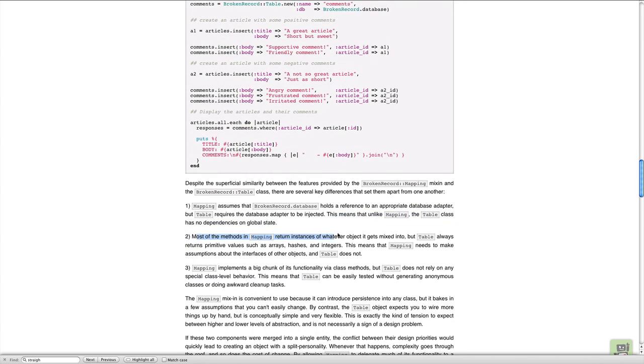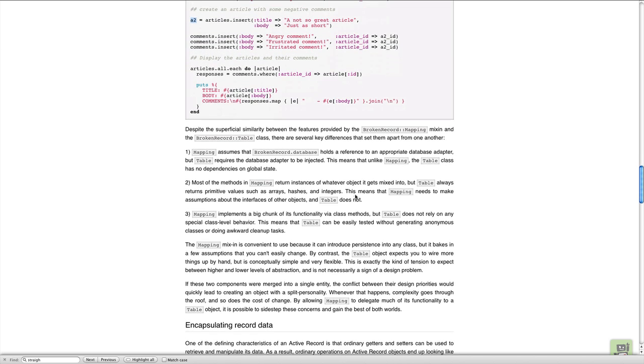2. Most of the methods in mapping return instances of whatever object gets mixed into, but table always returns primitive values such as arrays, hashes, and integers. This means that the mapping needs to make assumptions about the interface of other objects, and table does not. 3. Mapping implements a big chunk of its functionality via class methods, but table does not rely on special class behaviors. This means that table can easily be tested without generating anonymous classes or doing awkward cleanup tests.